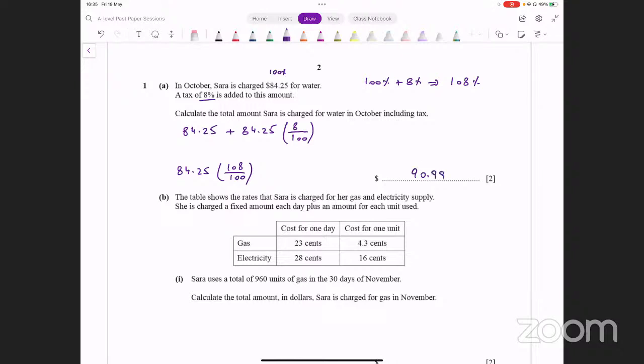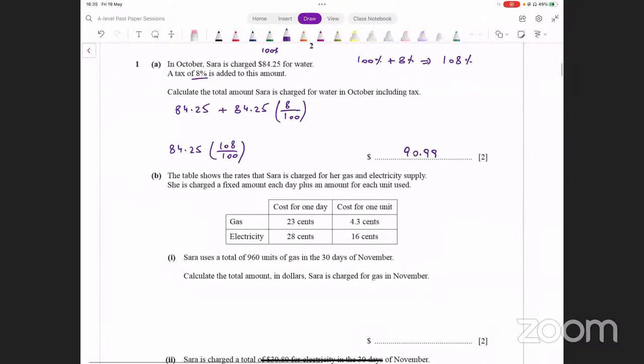$90.99. Part B, it says the table shows the rates that Sarah is charged for her gas and electricity supply. She is charged a fixed amount each day plus an amount for each unit used. Sarah uses a total of 960 units of gas in the 30 days of November. Calculate the total amount in dollars Sarah is charged for gas in November.